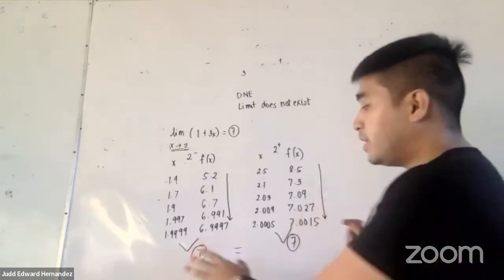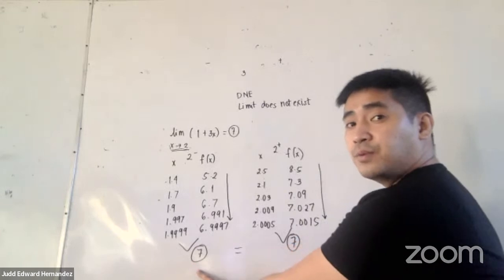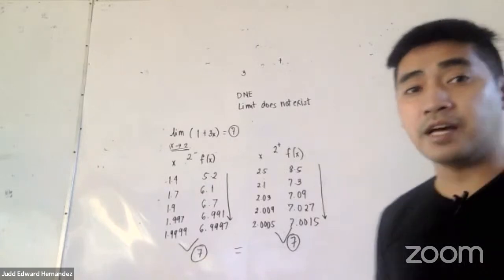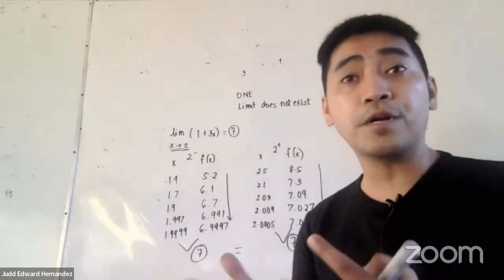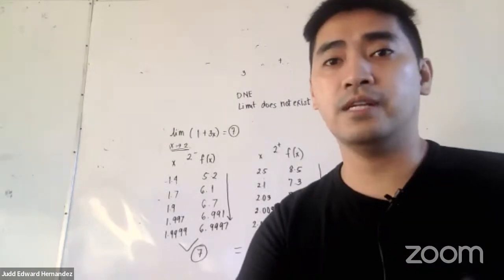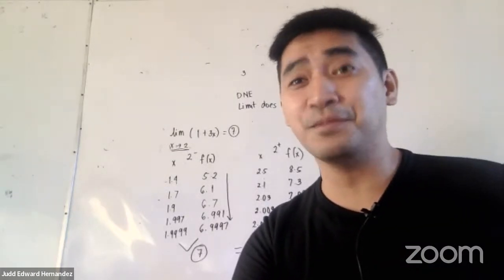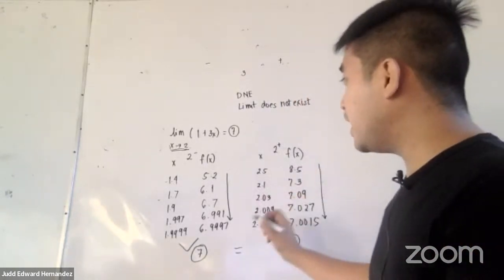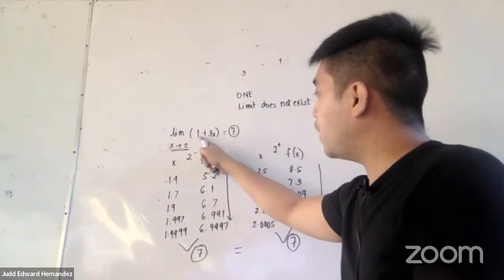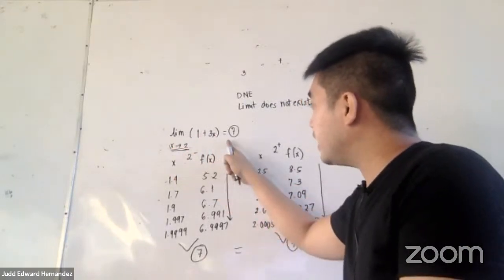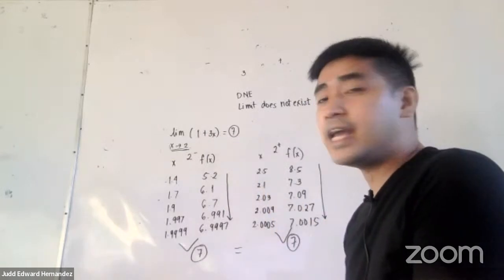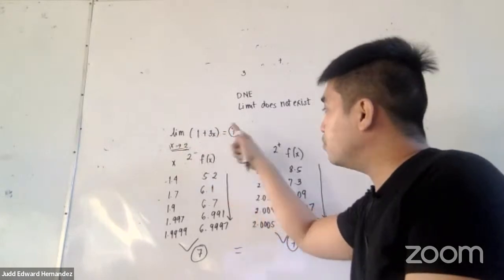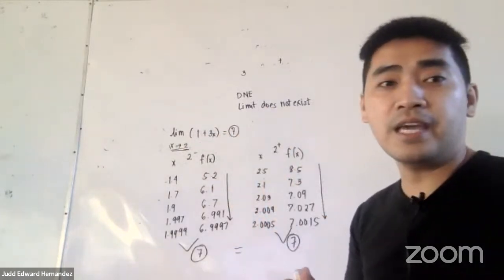Liwanag ba tayo? If in case hindi nag-equal yung dalawa, what do we call that? Pag hindi equal? DNE po. The limit does not exist. And I'll be giving you examples wherein the limit does not exist. Okay, therefore, pwede na nating sabihin that the limit of the quantity of 1 plus 3x as x approaches 2 is 7. Ganun po natin siya babasahin. Again, the limit of the quantity 1 plus 3x as x approaches 2 is 7. Okay?